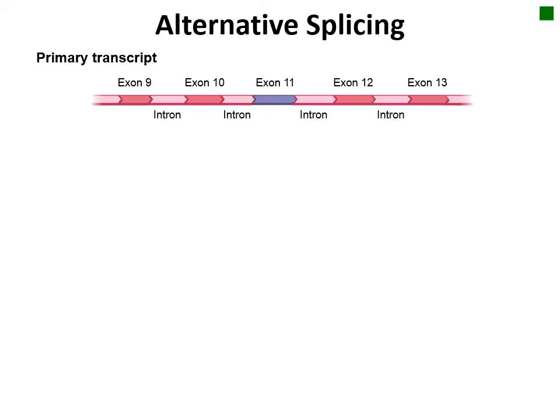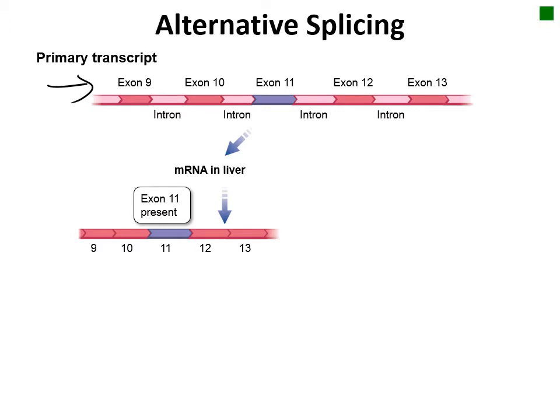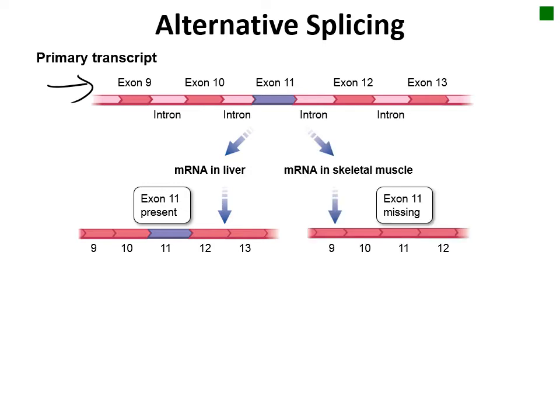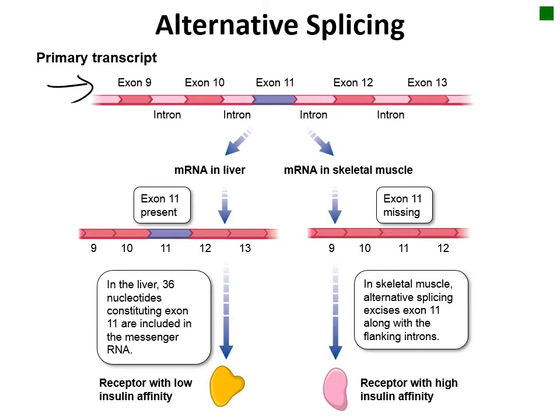In this example, we see a region of primary transcript with the 5 exons labeled 9 to 13 here. In liver cells, when this gene is transcribed, all 4 introns are removed and the 5 exons are joined together. However, in skeletal muscle, splicing of the second and third intron is completed as if they were one large intron. Exon 10 is joined to exon 12. The loss of exon 11 means that this messenger RNA will be translated into a slightly different protein than the messenger RNA produced in a liver cell.